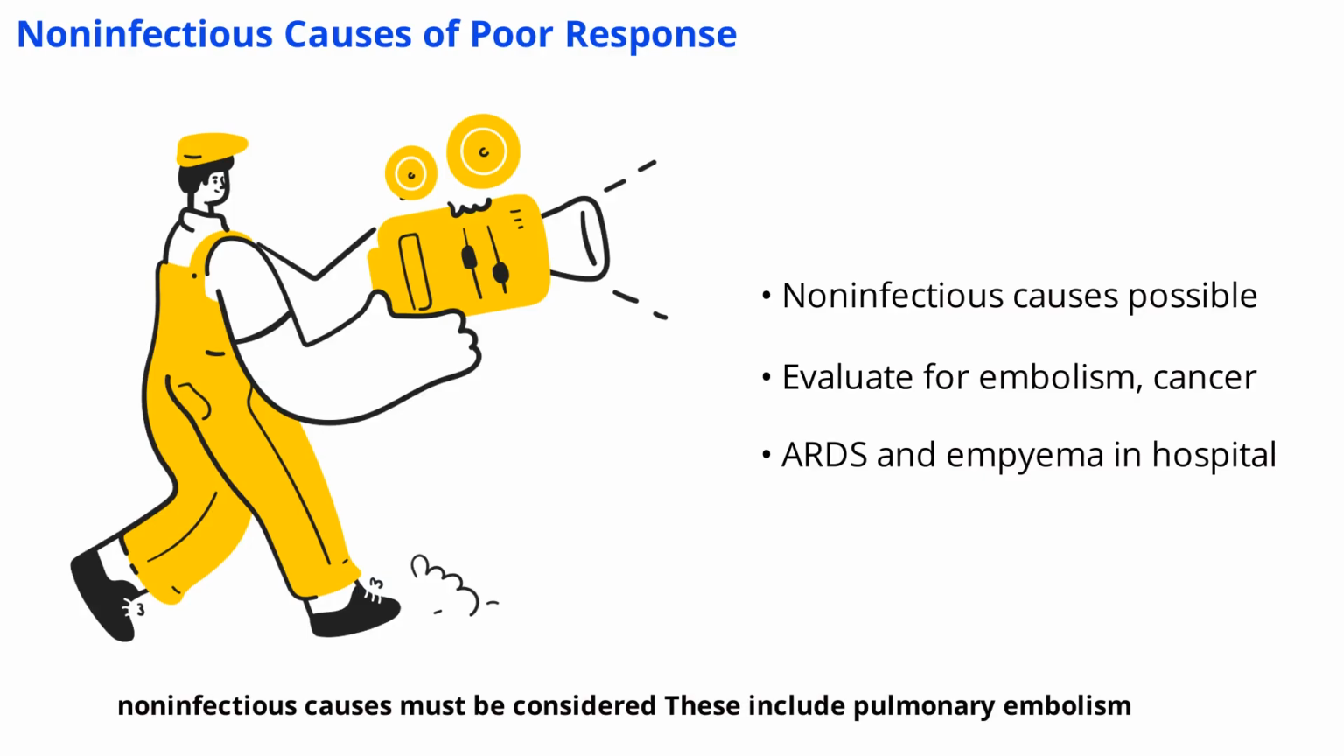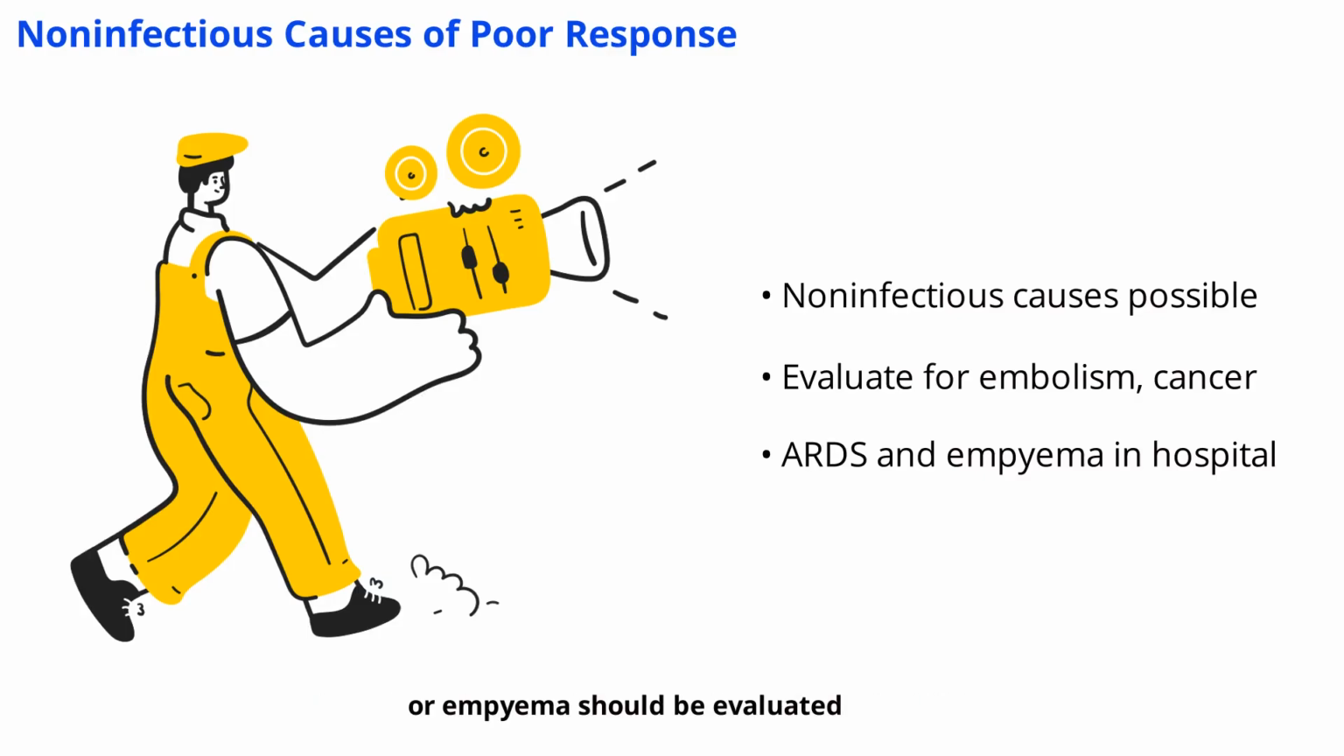non-infectious causes must be considered. These include pulmonary embolism, heart failure, cancer, intrapulmonary hemorrhage, and inflammatory lung diseases. For VAP, HAP, and HCAP, similar outcome parameters apply, and non-infectious explanations like atelectasis, ARDS, or empyema should be evaluated.